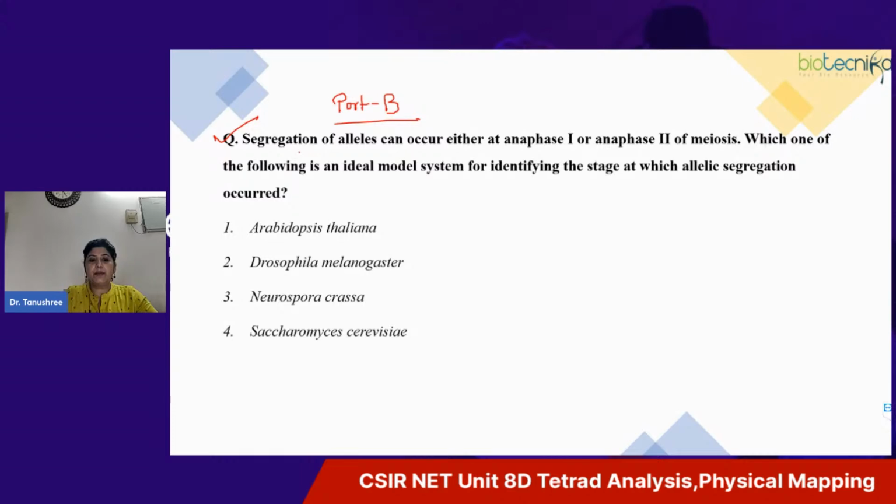The question is about segregation of alleles, which can occur either at anaphase 1 or anaphase 2 of meiosis. Which one of the following is an ideal model system for identifying the stage at which allelic segregation occurs? To answer this, it's a very direct, memory-based question. If you have studied tetrad analysis, you can easily answer it.